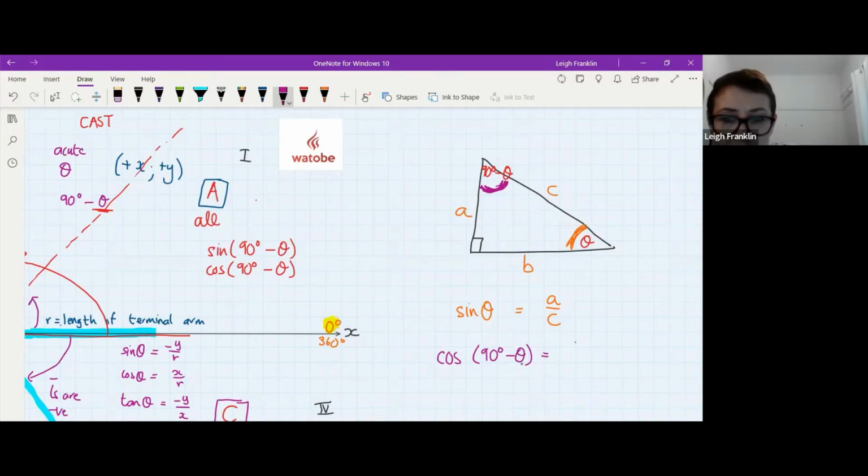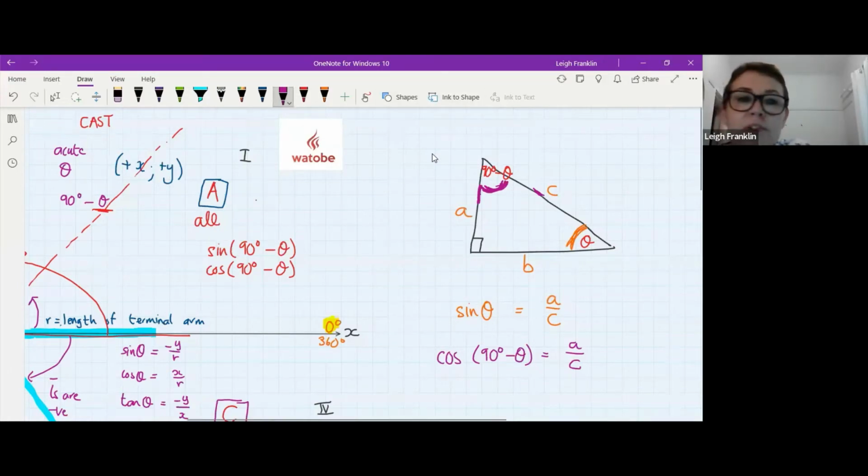So it's equal to, in terms of A's, B's, and C's? A over C. Okay. All right. So the reason for that is because remember, the cos of an angle is the adjacent side over the hypotenuse. Okay, so that's why the cos of the angle 90 minus theta is A over C.